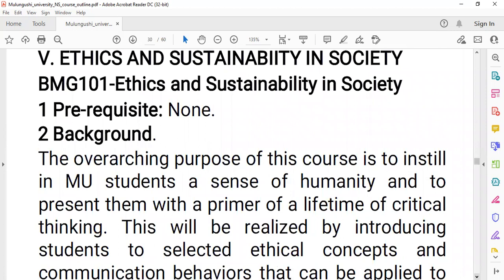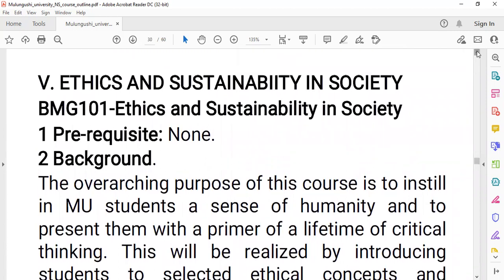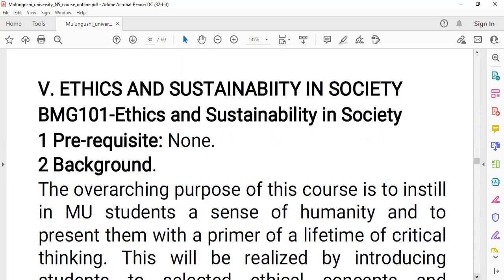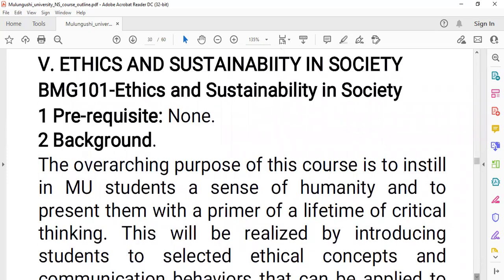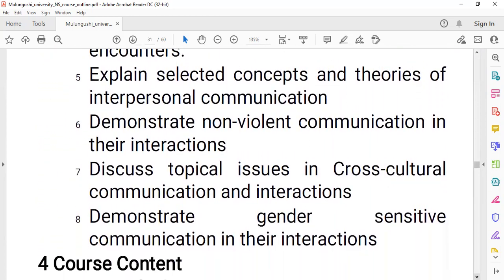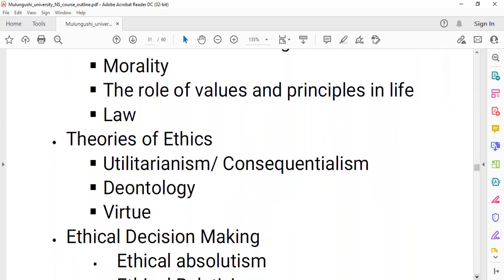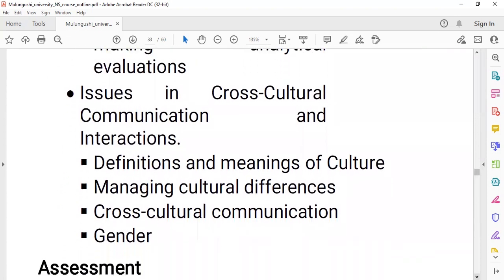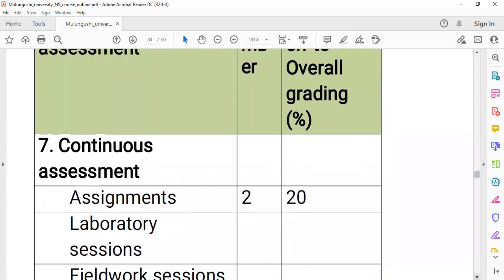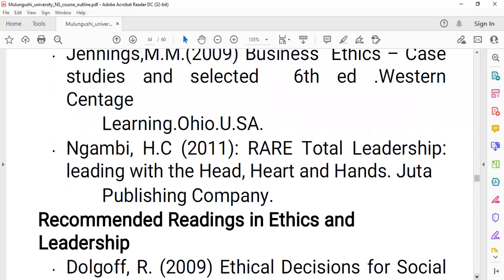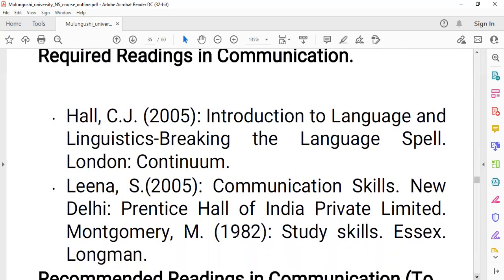Mulungushi didn't have any prescribed books, so mainly my videos will be focusing on natural sciences only. This extra course will not be handled by ethics and sustainability. So just for the sake of going through, you can browse through the courses you'll be doing. These are prescribed books which are not part of my collection.